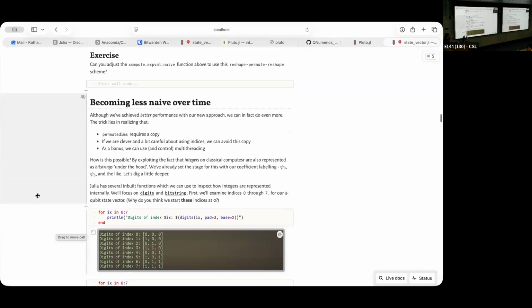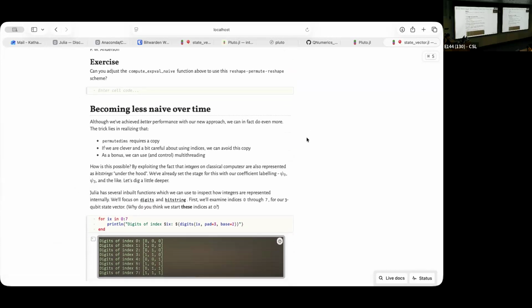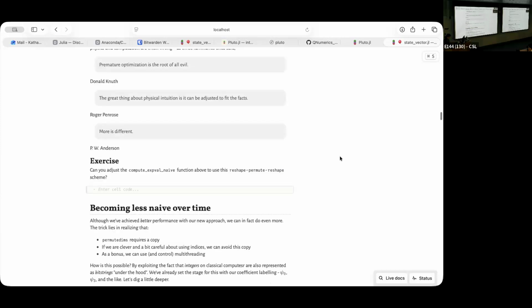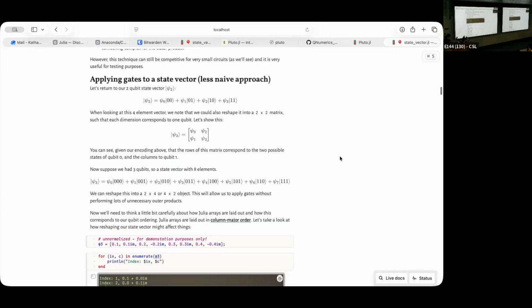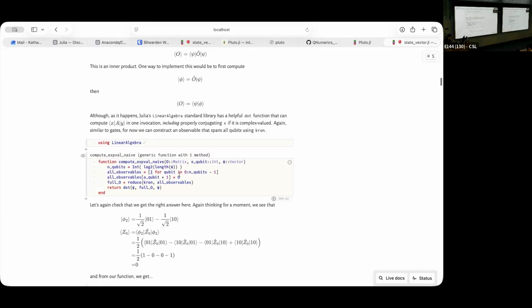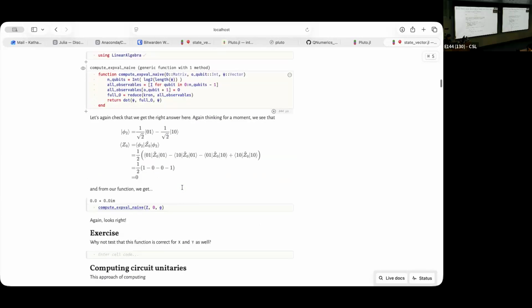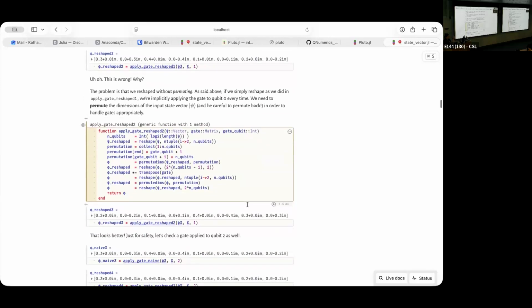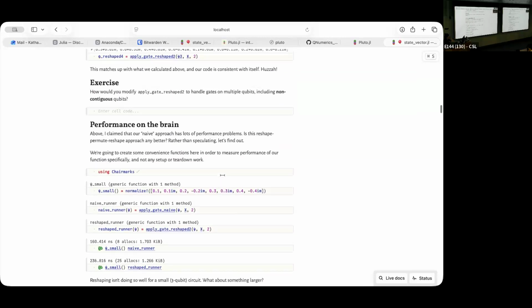And another quick exercise for those who are interested, I guess we're about halfway through, and how far am I down this notebook? We can also try adjusting the very naive function above for computing the expectation value, but now have it use the reshape, permute, reshape approach. So effectively what you want to do, I have to scroll up a ways here, sorry about that, is take this function, which was kind of stupid in using all of the Kronecker products, and rewrite it in the same way as this reshape, permute, reshape, but for the expectation values.